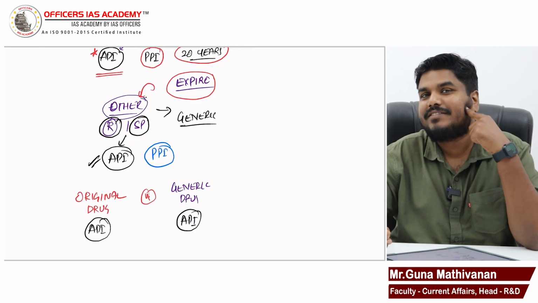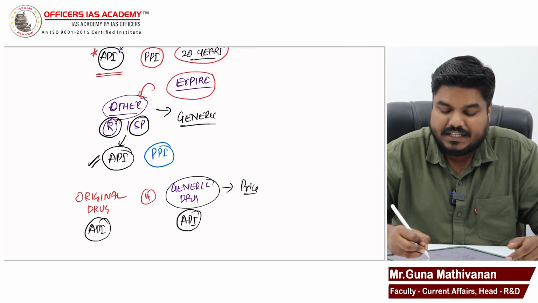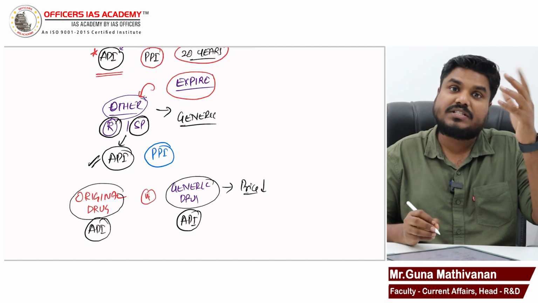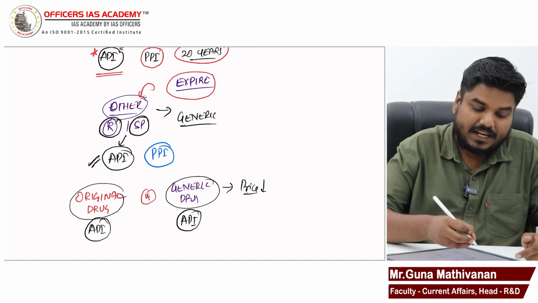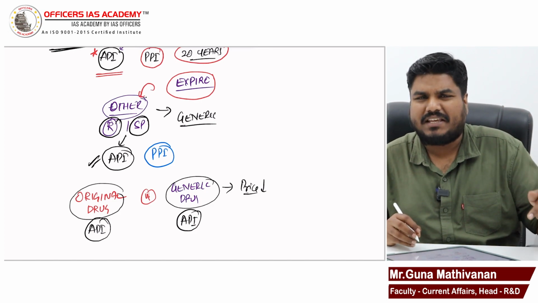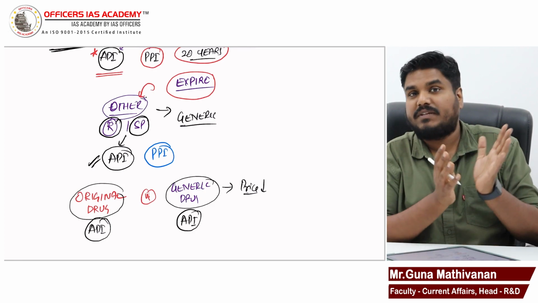Then what will be the difference, sir? The generic drugs will be very cheap. The price will be very low. But the branded original drug, Guna Pharma's drug, the price will be very high. Why? Because Guna Pharma has spent a lot of time, research and money. It conducted a lot of clinical trials, so it is becoming costlier.